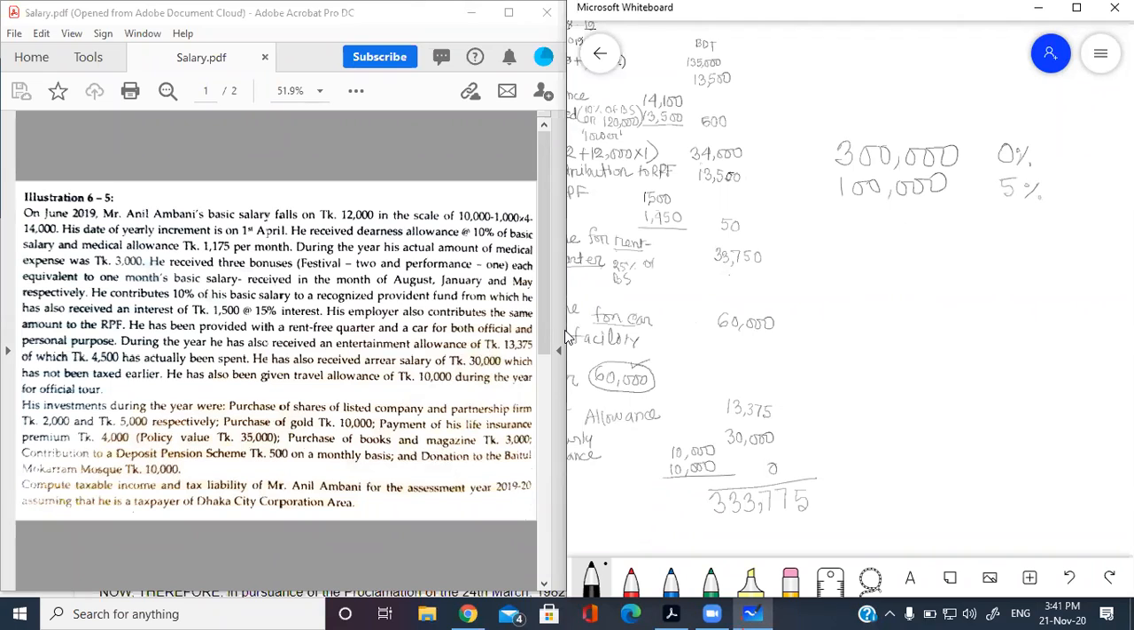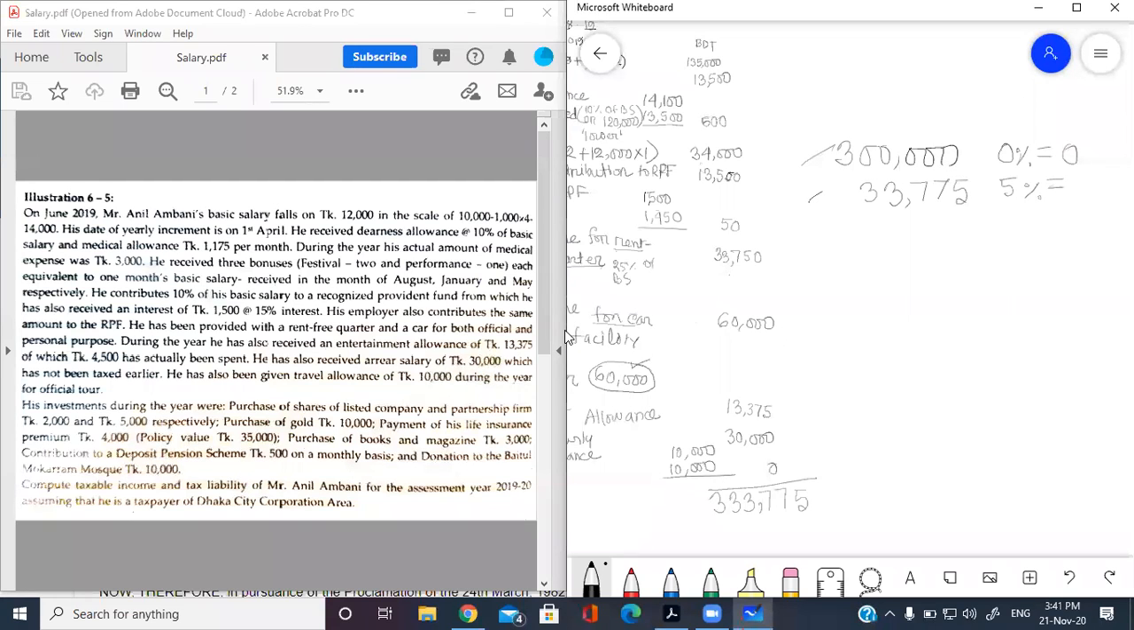Okay, if I write in this way, assume that there is no other income for Mr. Anil Ambani, will this amount be covered within these two slabs? Yes, sir. So here we are covering 300,000. We need to cover 33,775 from the second slab. So here tax liability is 0.